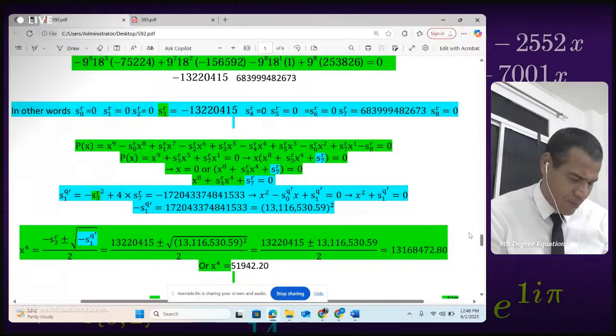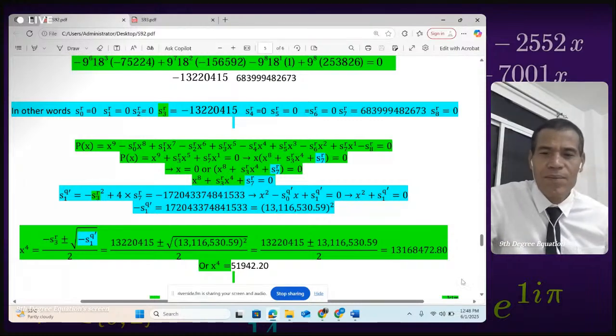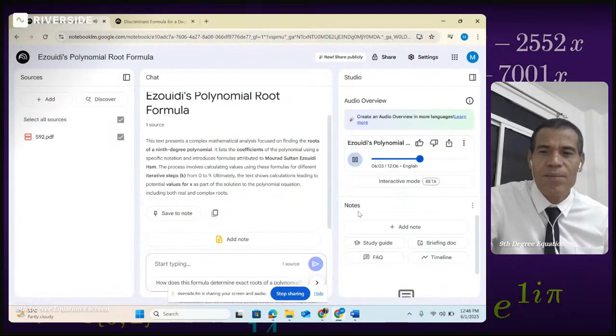43,374,841,533. Wow. Okay, negative. So using that S-eight and the value for S-four, the source then plugs these into the quadratic formula structure to find out. All right. The formula looks like x-zero equals minus plus or minus.